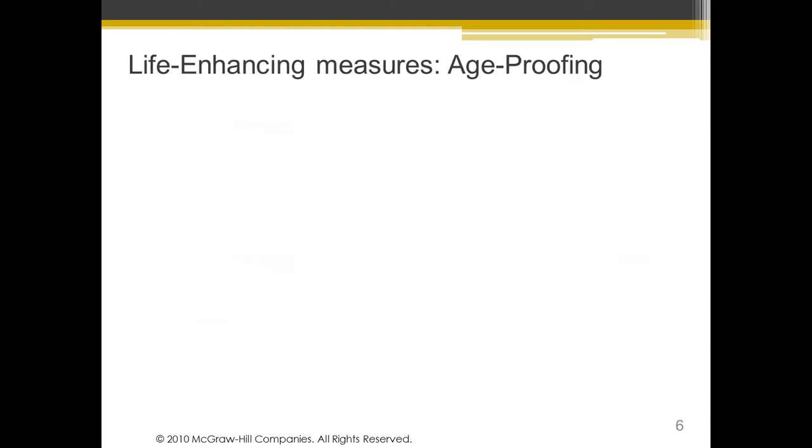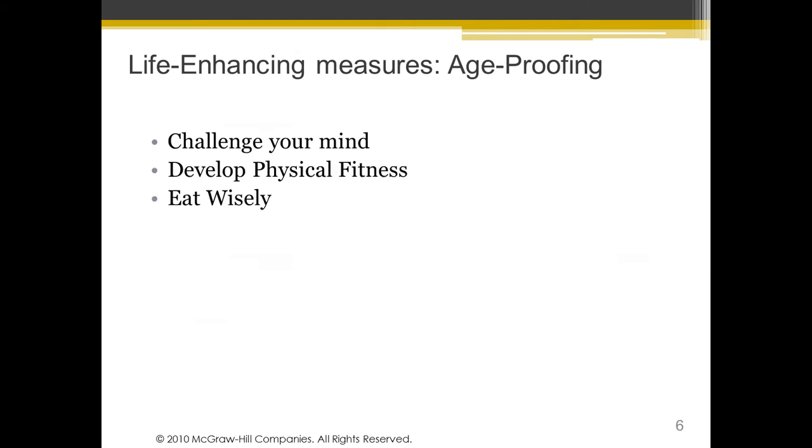So then we're going to look at what are life-enhancing measures. How can we age-proof our body? The first couple things we will address is challenging your mind. We know that it's important to keep our mind sharp, and that older adults who stay mentally active have a lower risk of developing dementia. So again, reading, doing puzzles, learning a language, and studying music help.